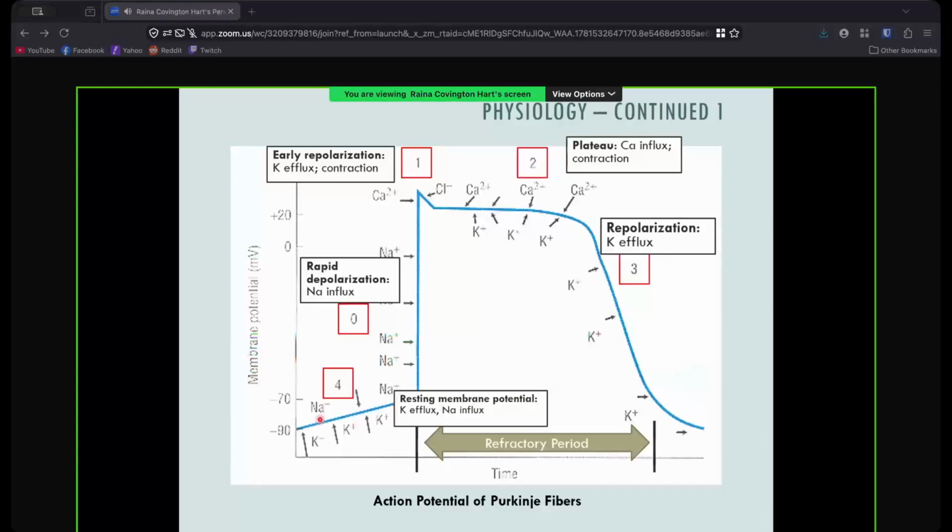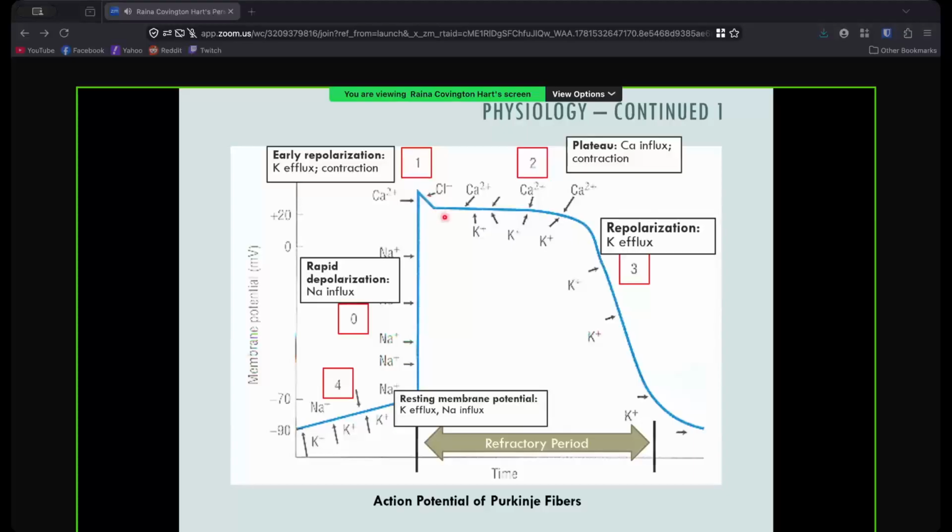Phase 4 is kind of resting or the start before an action potential is created, okay? So you're at 4, and here these little notes are the big ideas of what's happening depending on that phase that it's in, okay? So you have phase 4, 0, 1, 2, and 3. So resting, you're more negative here. You have potassium efflux, sodium influx. Then you have sodium influx in your rapid depolarization. Rapid, it's shooting up quickly.